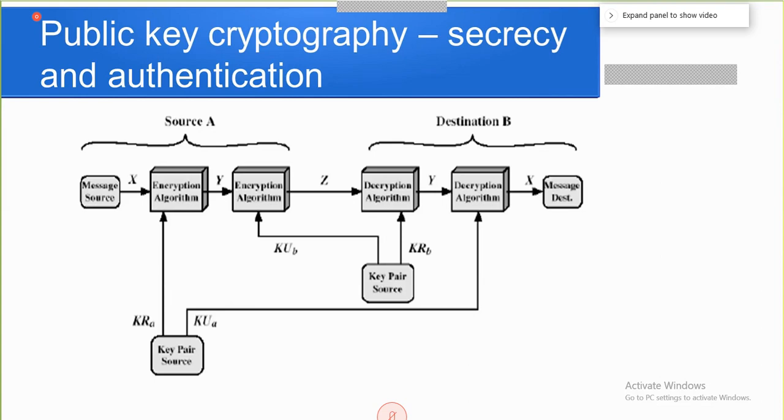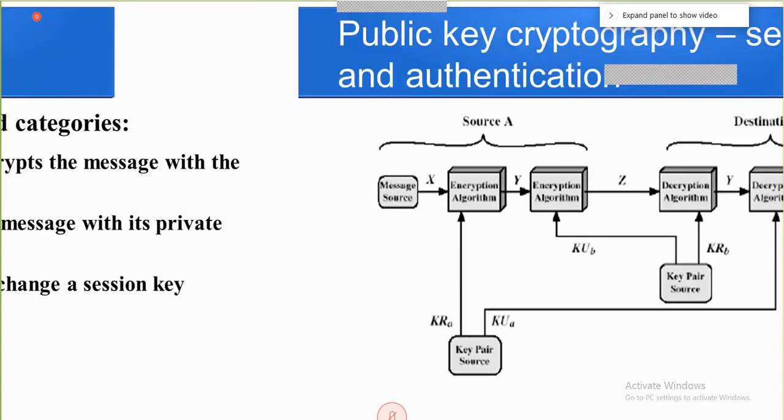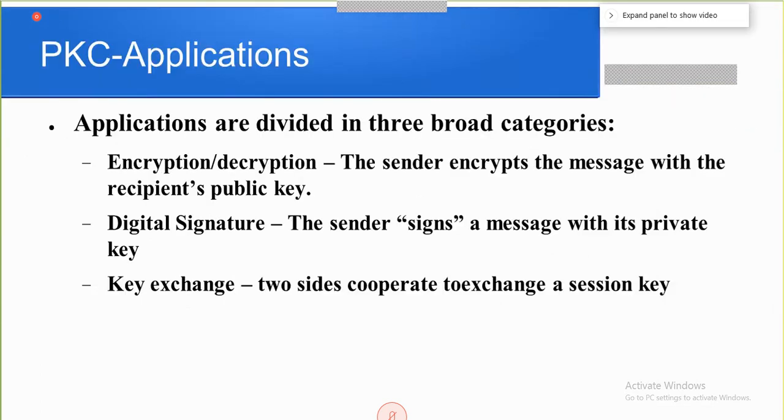Okay, next. What are the applications of public key crypto systems? These applications are divided into mainly 3 categories. That is encryption and decryption, as we have seen. The next is digital signatures, that is to sign the message: signature generation and signature verification. And we can use public key crypto systems for key exchange.